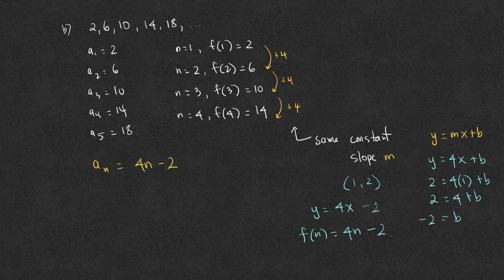As always, we need to double check this. A sub 1 is 4 times 1 minus 2, which is 2. The first term is 2. When n equals 2, a sub 2 equals 4 times 2 minus 2, which is 8 minus 2, 6. A sub 3 equals 4 times 3 minus 2, which is 12 minus 2, 10, and so on. And we see that, yes, this is 2, 6, 10, and so on.